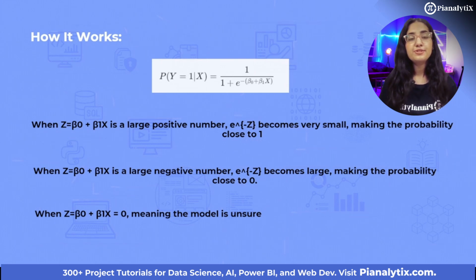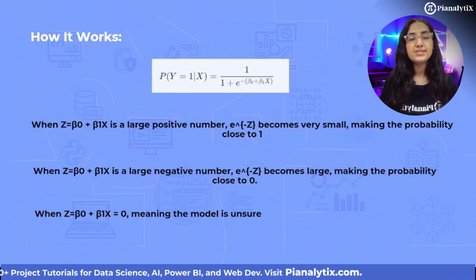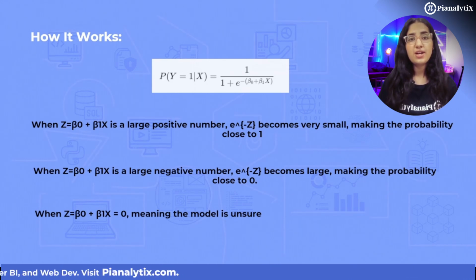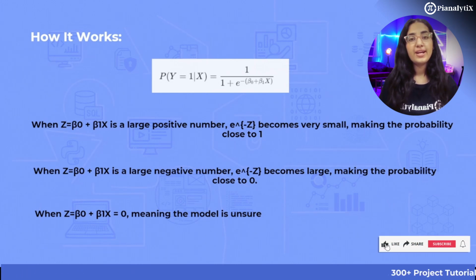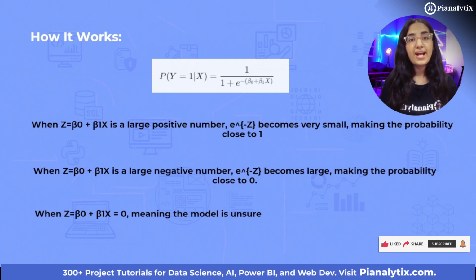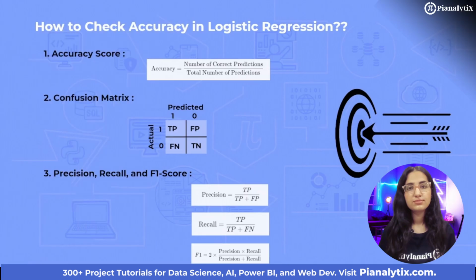When z is equal to b0 + b1x, which equals 0, the probability is 0.5, meaning the model is unsure and treats the outcome as equally likely. This equation is the foundation of logistic regression and allows us to predict probabilities for binary outcomes. The cool thing about the sigmoid function is that it maps any input values, whether large positive or negative, to a probability between 0 and 1.